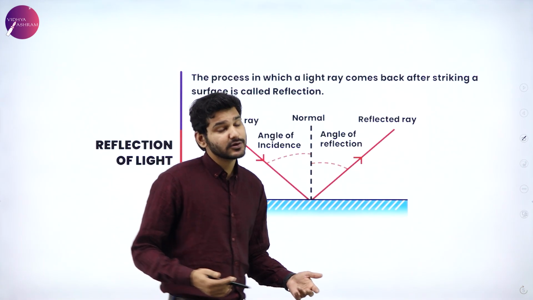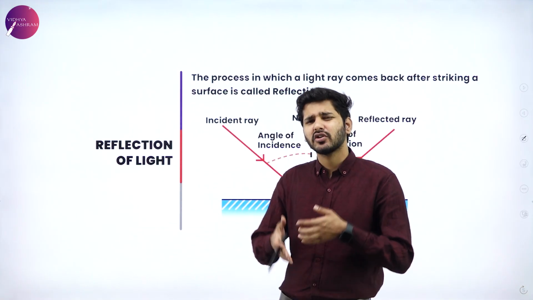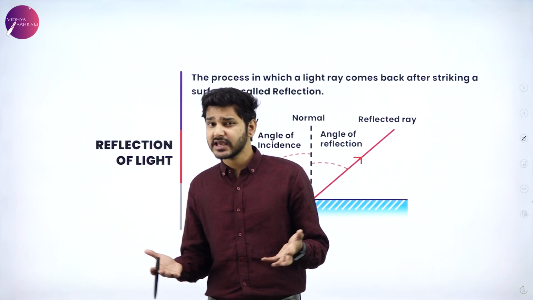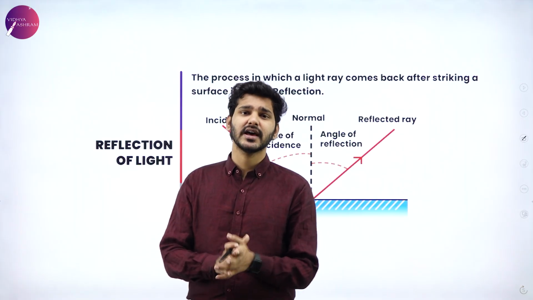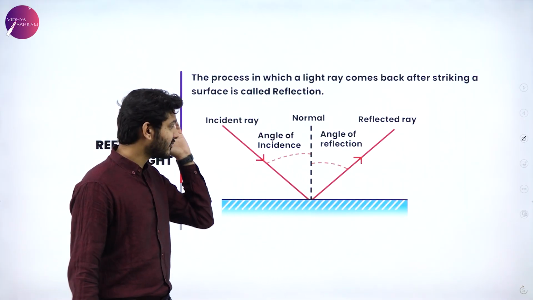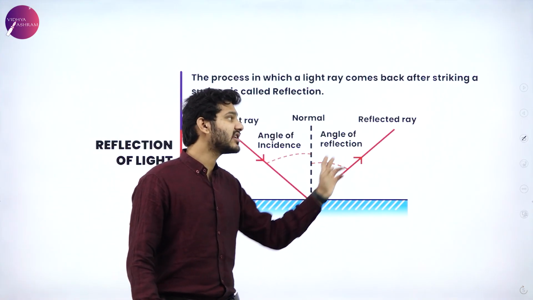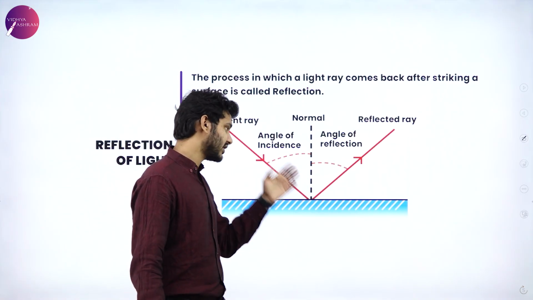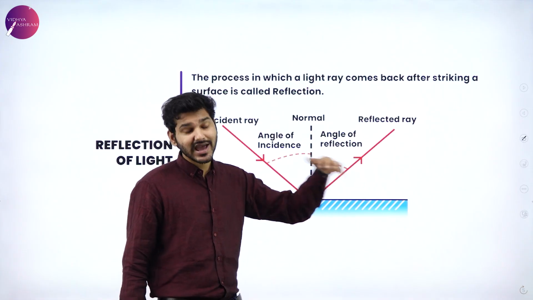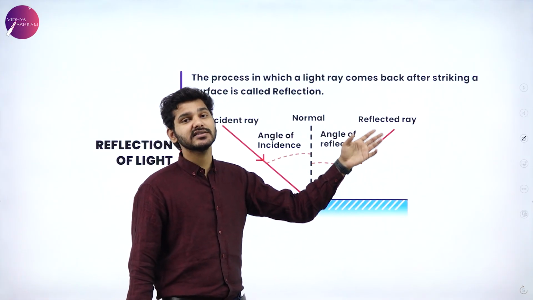Now again, the next thing, what is reflection of light? Again, these are all very basic things you have already learned in your high school, but I'm just refreshing that. So again, what is reflection? When a ray of light incidents any surface, it gets reflected, right? At a particular angle, it gets reflected, and that particular ray is known as the reflected ray.